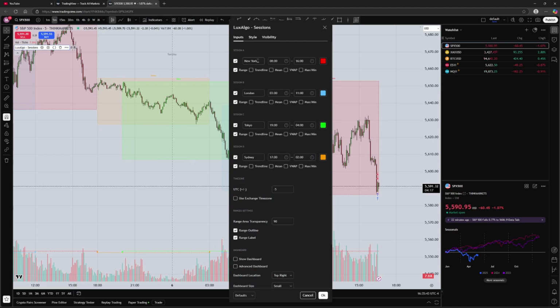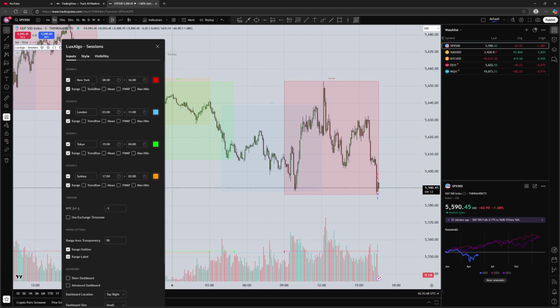So what it means is that each box shows the time. So New York, from there to there. Okay. London, from there to there. You see how it overlaps? We're going to get into that right now.